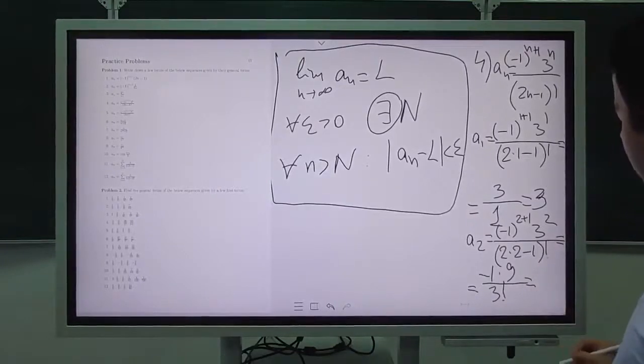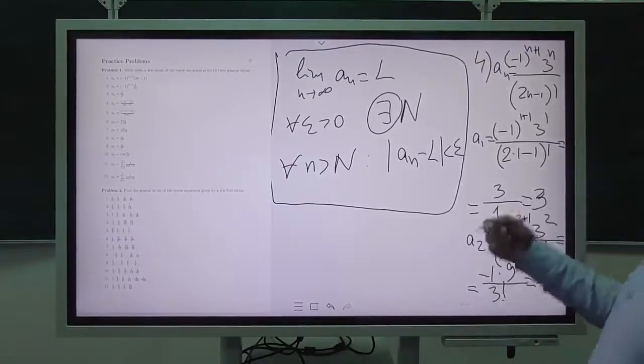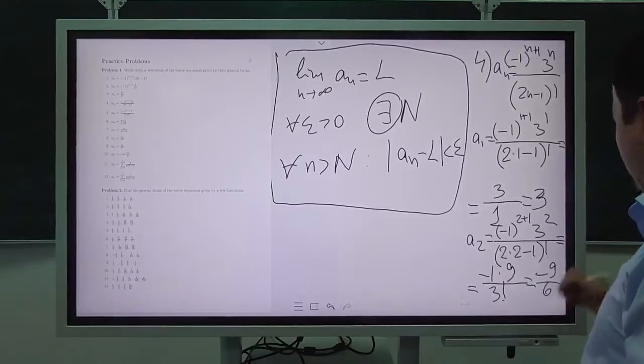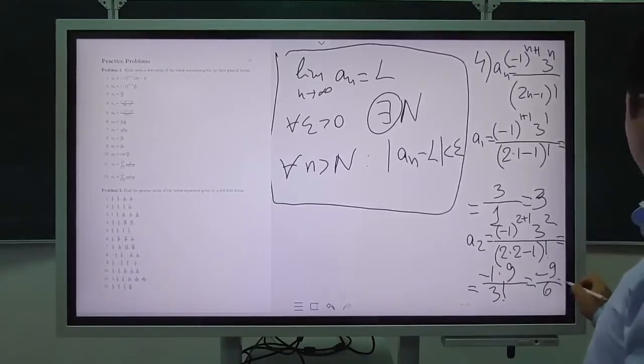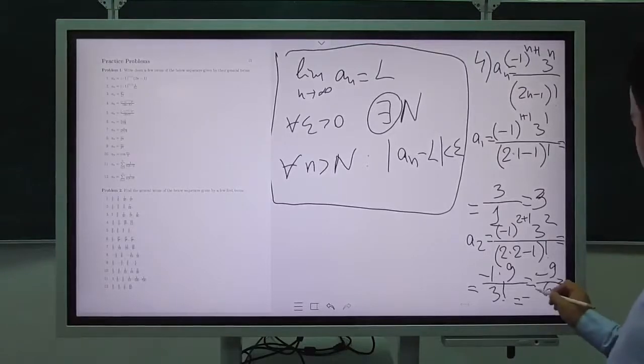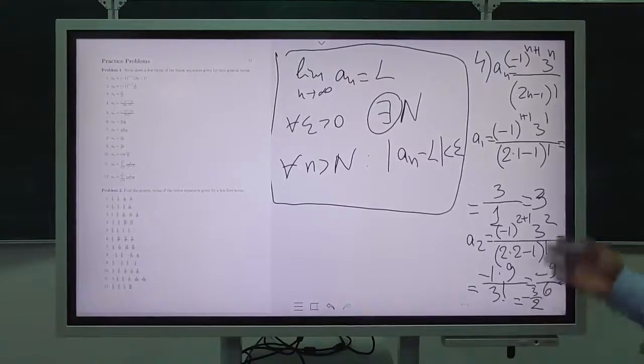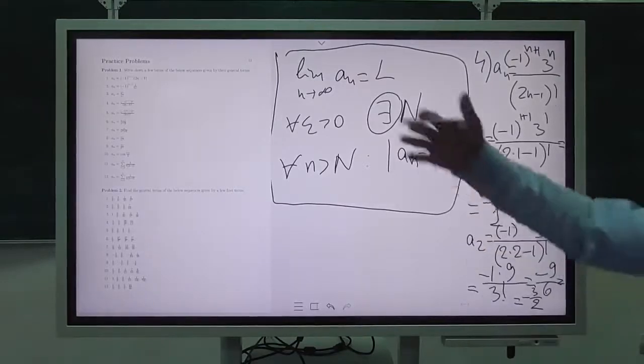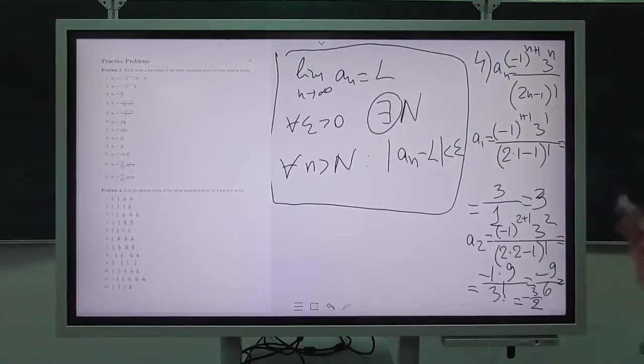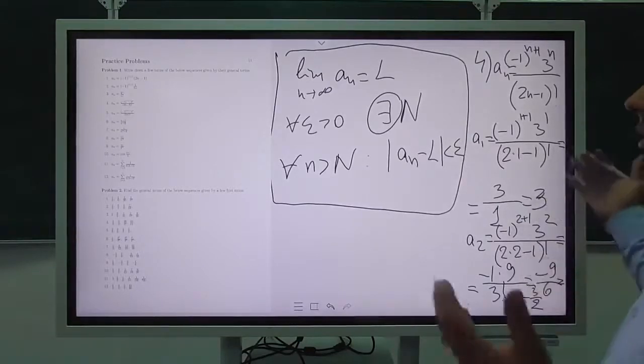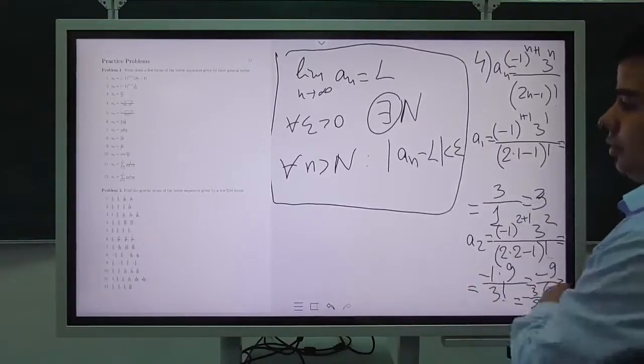Now, minus 9 over 3 factorial. 3 factorial is 1 times 2 times 3, it is 6. We can cancel by 3, and we have minus 3 over 2. So this is the second term of this sequence. Now we can continue, find the third term, fourth, fifth, etc.